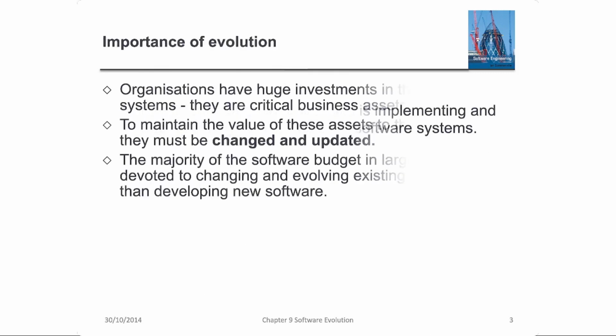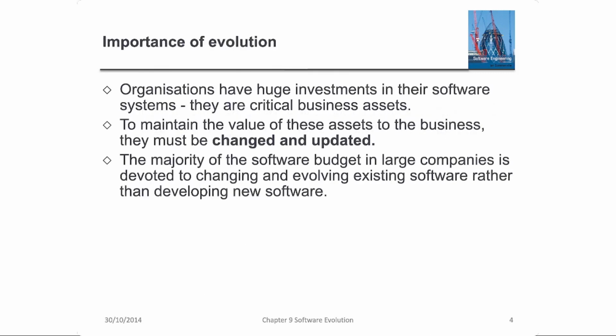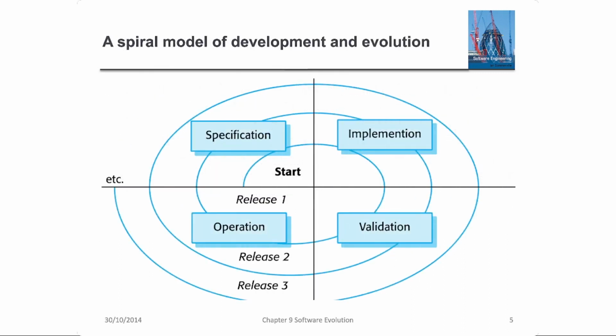Moving on to the next slide, we explore why evolution is crucial in software. Organizations invest heavily in their software systems, which are essential to their business operations. To preserve and enhance their value, these systems must undergo constant updates and evolution. Interestingly, a large portion of the budget in big companies is allocated more for evolving existing software than for creating new applications.